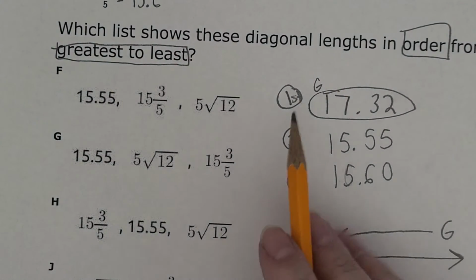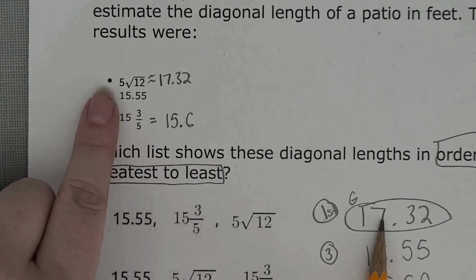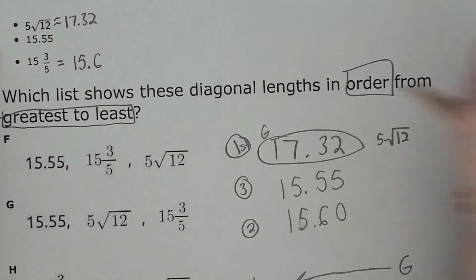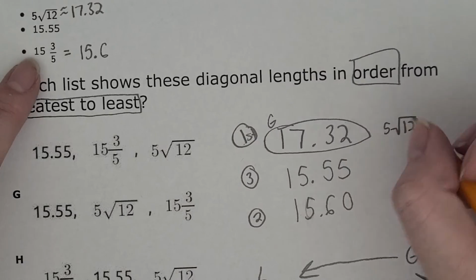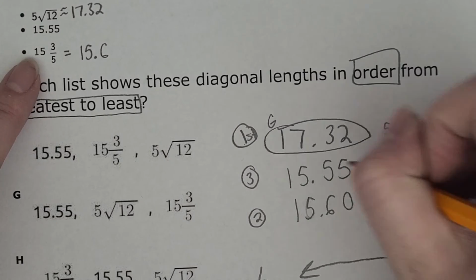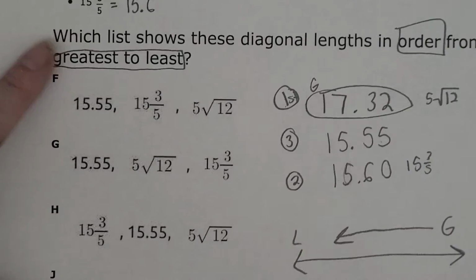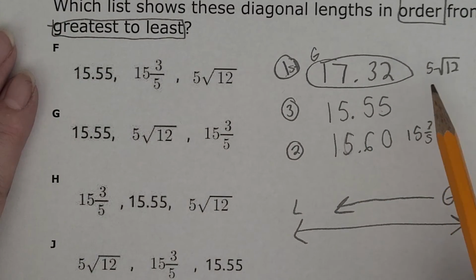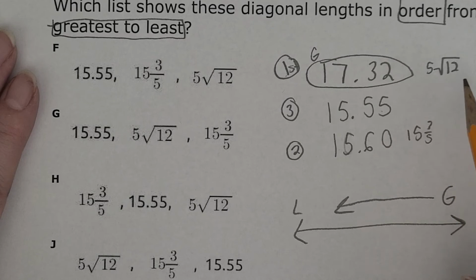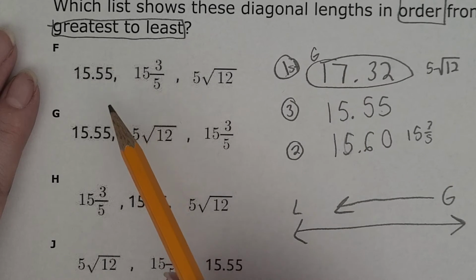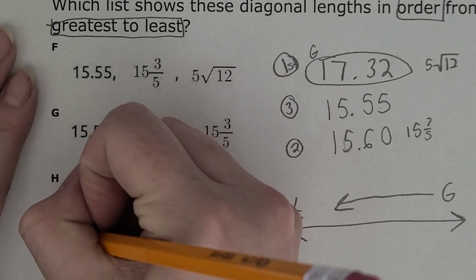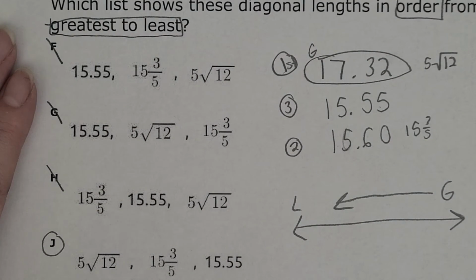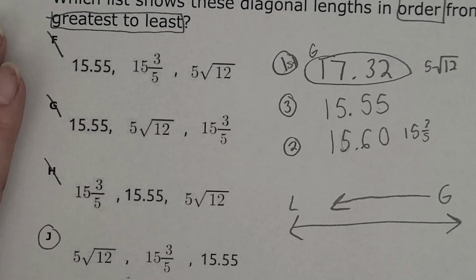Okay, I'm going to go back and look. Originally that 17 was 5 square root of 12, and I know that one has to be first, okay? Our second one was that 15 3/5, and this one is how it's written. So let's go check, okay? On our answer choices, we have 5 square root of 12 is our greatest number, and the only one that has that first is J, okay? So all 3 of these are wrong. All right, so you would have had to have been J.